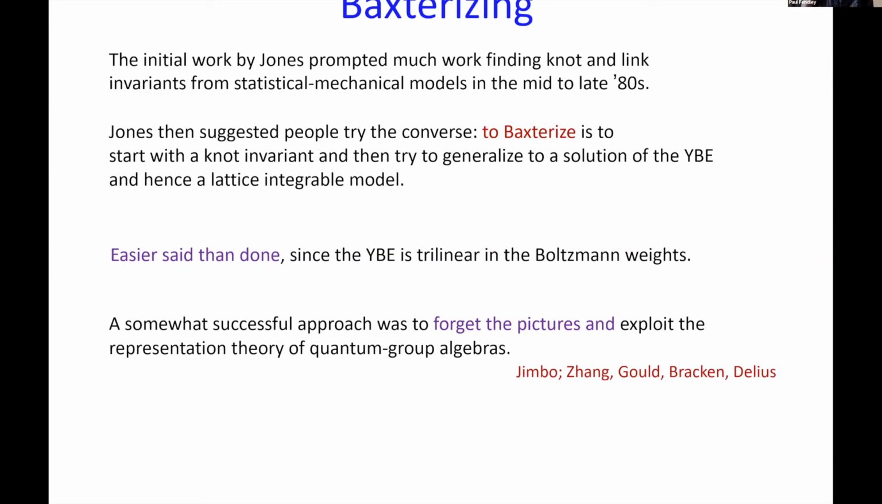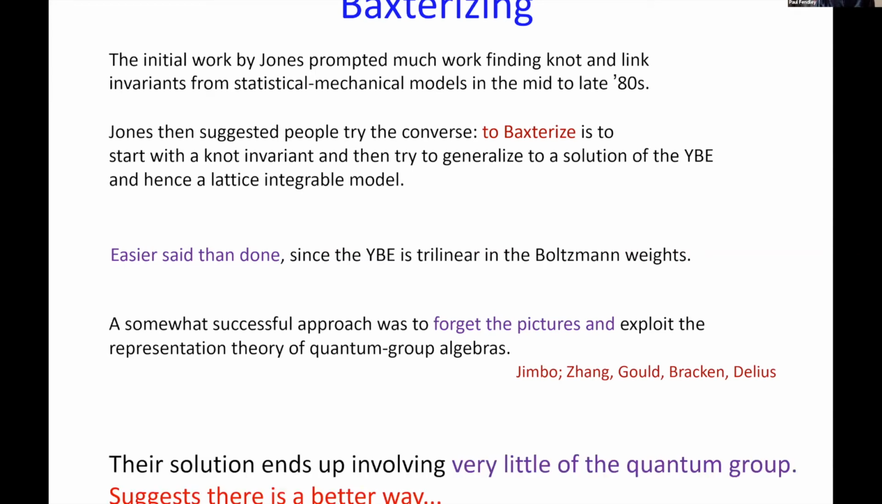There was some success in a more general approach, and this used quantum group algebras. Jimbo gave some conditions, and then a few years later, an Australian group, Zhang, Gould, Bracken, and then some later papers with Delius, gave a general formula, in fact, that I'm going to tell you what that formula is. But the thing again that strikes me, if you look at this work, which is pretty technical, involves all these intricacies of representation theory of quantum group algebras, almost none of the quantum group ends up in the formula at the end. I'm going to show you the formula. So remember this statement when I show you the formula.